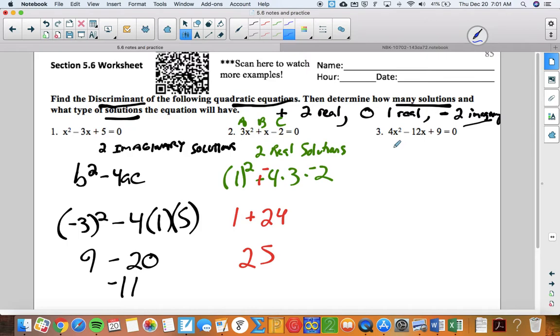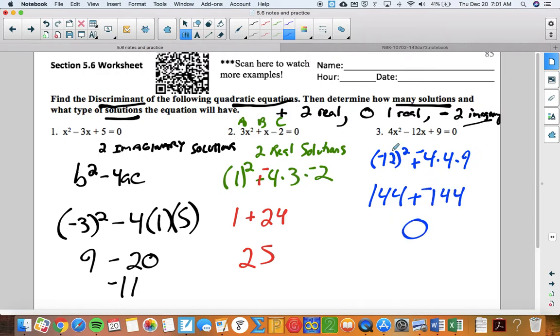Last but not least, we would do negative 12 quantity squared minus 4 times 9. So we get 144 plus a negative, I'll just do that to be consistent, negative 4 times 9 is negative 144. So we get a 0, which means there are no solutions. Sorry, just kidding. If we get a 0, it's one real solution.